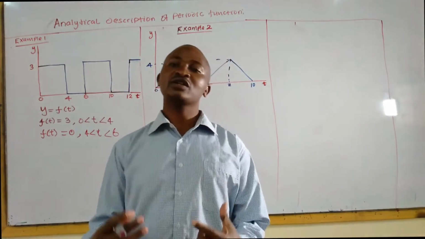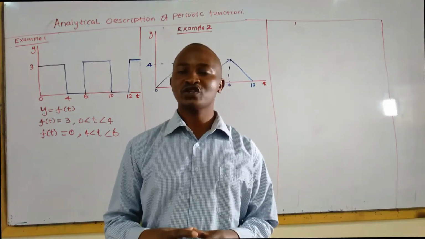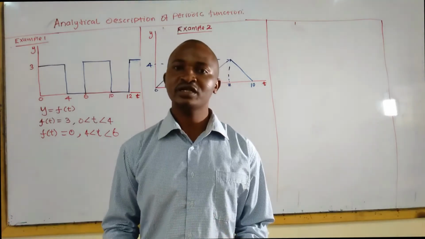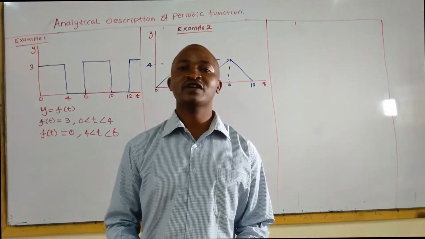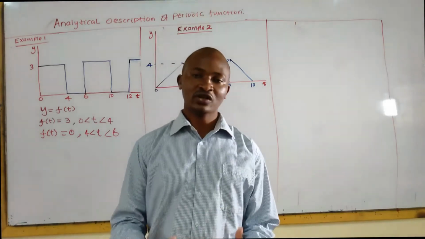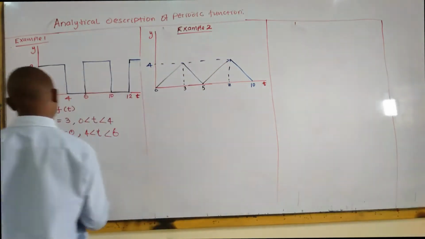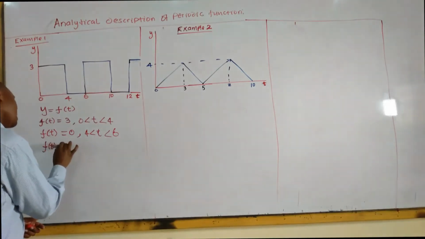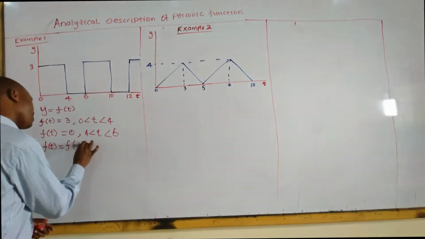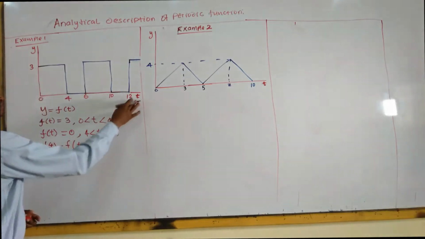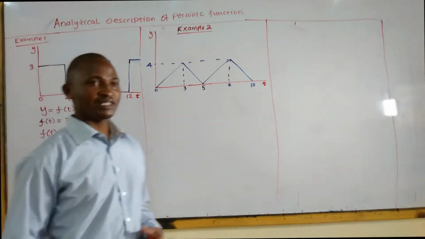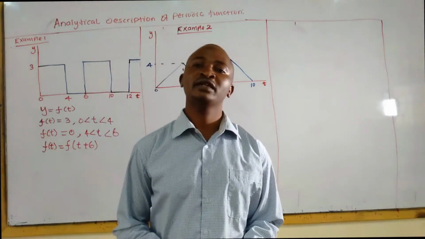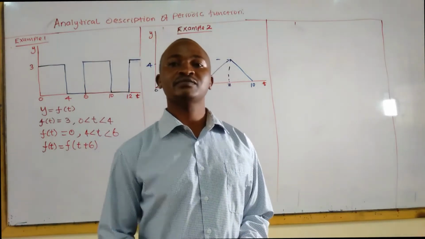When you are doing analytical description of a function, you only describe one period, because the other periods are just a repetition of the first period. So you finally conclude and say our function f of t is periodic with 6 seconds. It could be time in seconds or time in milliseconds or any other unit of time if the independent variable is time.